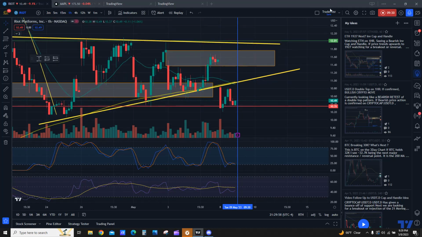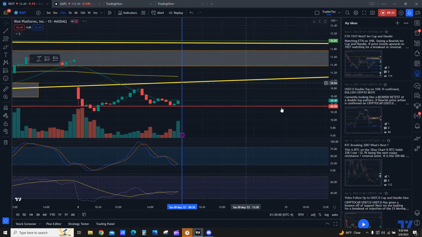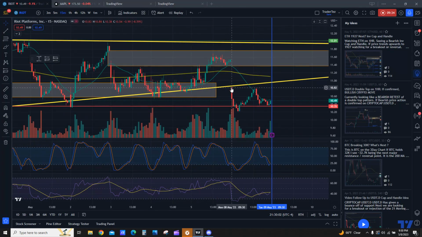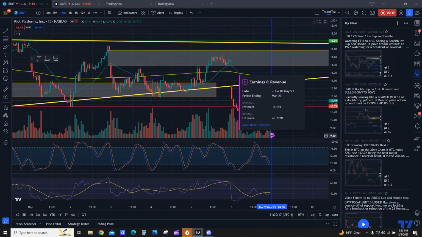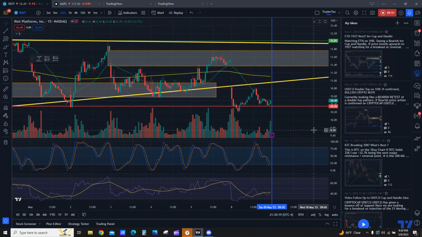And then today, it pretty much opened at 10.7 and then continued to fall. So it opened at 10.80 this morning, fell, got a bounce, and then this is pretty much a bearish retest of that 10.80 zone that it opened at, and then it continued to fall. So we have earnings tomorrow. We'll see what happens.